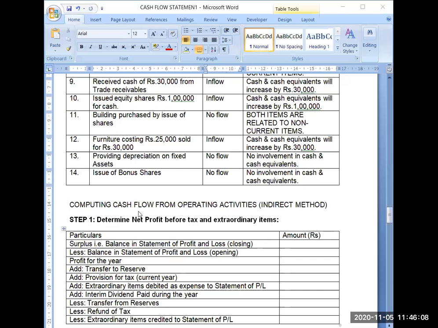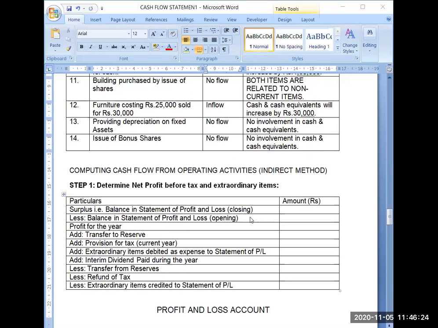So, because the cash flow statement is divided into three parts, we are going to start now the first part, that is cash flow from operating activities. Now there are various steps in this first part also. We will learn everything step by step. You can see on your screens, step 1 is mentioned there: we have to calculate net profit before tax and extraordinary items. Now the first question will be, what are the extraordinary items?